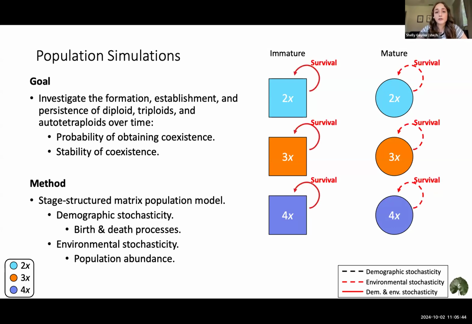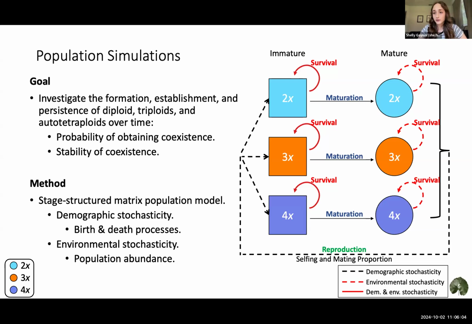Here we have immature survival dictated by environmental stochasticity as well as demographic stochasticity. So there's a density-dependent process here. For mature individuals, survival is only dictated by environmental stochasticity. At each time point, immature individuals can also become mature, and then we can have more individuals in our population through reproduction, which is also a density-dependent function and includes selfing and mating proportion.